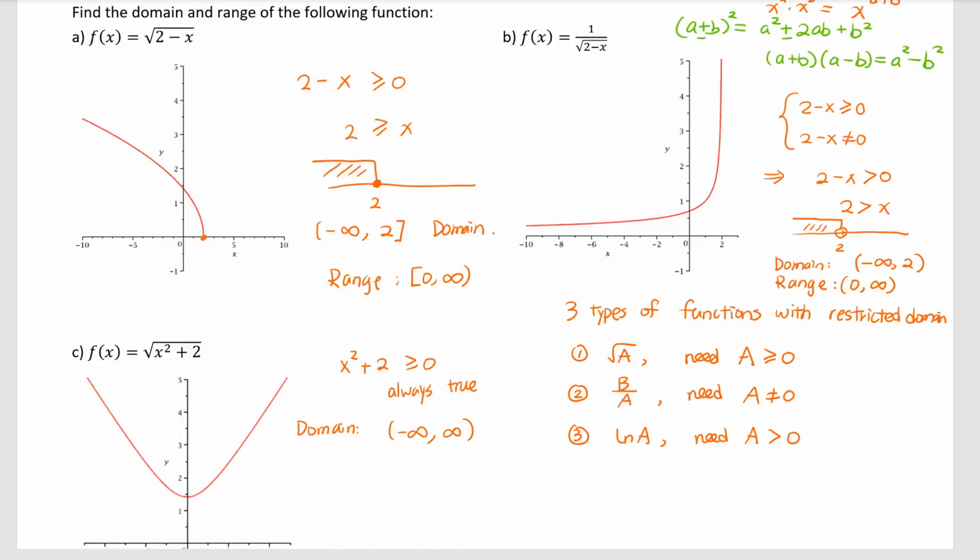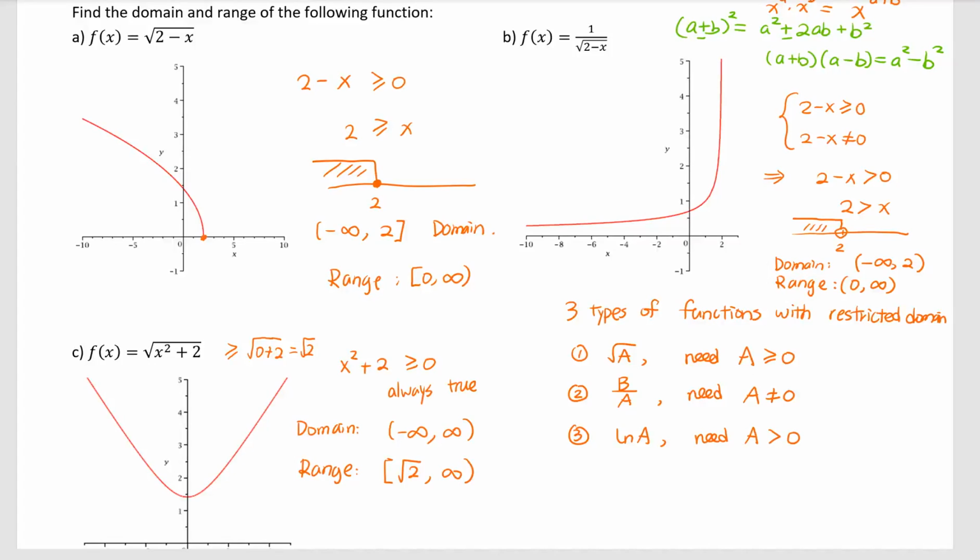Okay, that's the domain. How about the range? Well, the range, we know square root is greater or equal to 0, but what is the smallest number we can get? Well, the smallest number we can get, you know, x squared is greater or equal to 0, right? The smallest number it can get is 0. So that's why we know our y is greater or equal to square root of 0 plus 2, which is square root of 2. So the range is from square root of 2 to positive infinity.